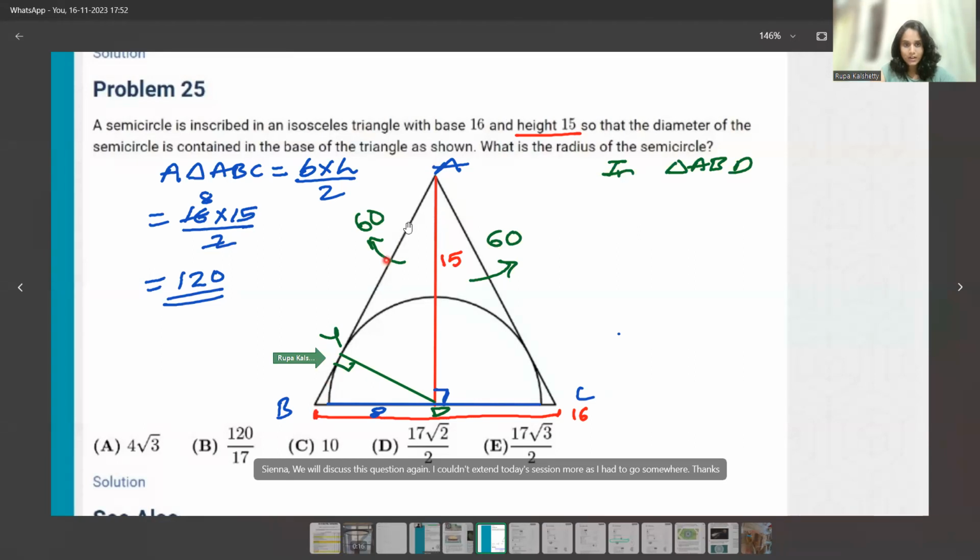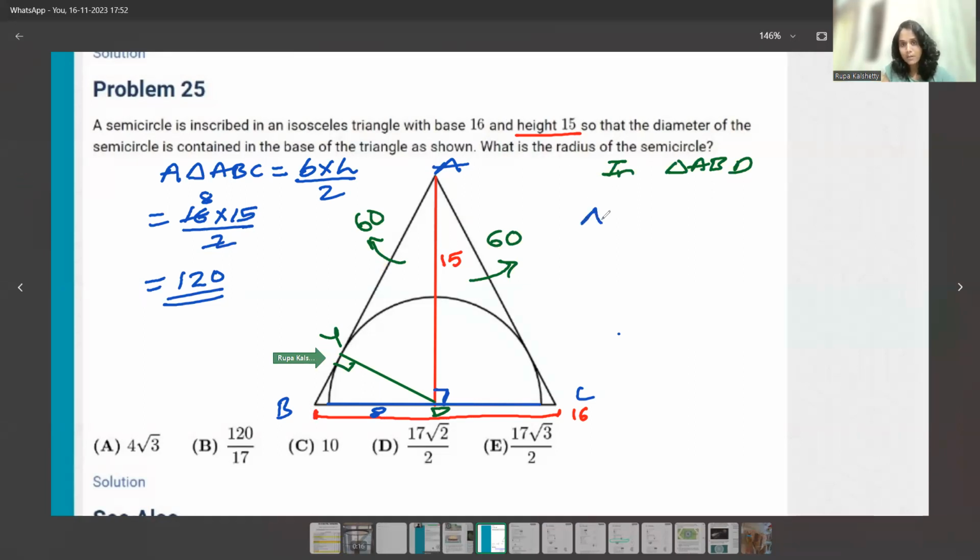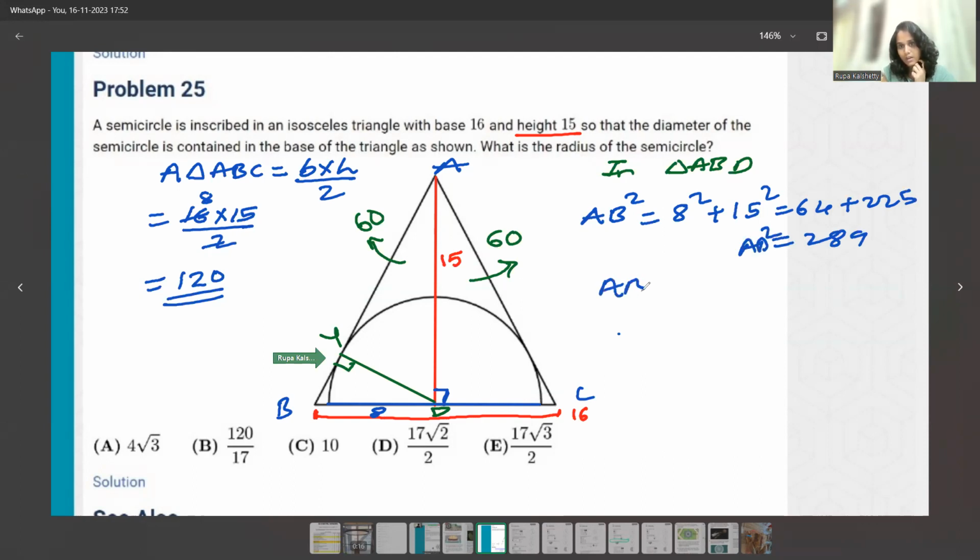As we know, this is a right triangle again. We can use the Pythagorean theorem to find AB. So AB square is going to be 8 square plus 15 square, which is 64 plus 225, which is 289. So your AB is going to be root of 289, which is 17. So let's write down AB as 17 here.